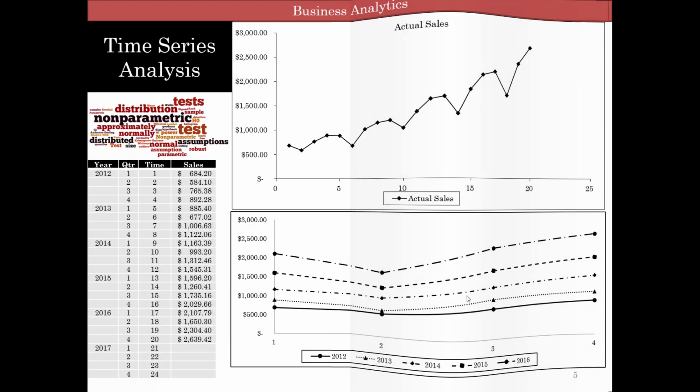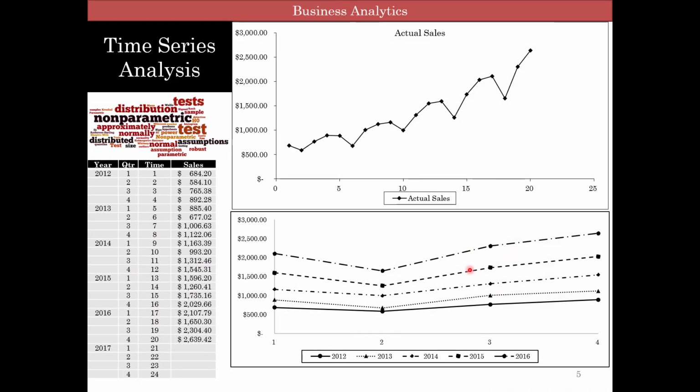There's also some seasonality, but we won't really look at it. Clearly, in the third quarter it's going up, in the fourth quarter it's going up, whereas in the second quarter it goes down. But since we are going to focus on trend, we are not going to look at that.